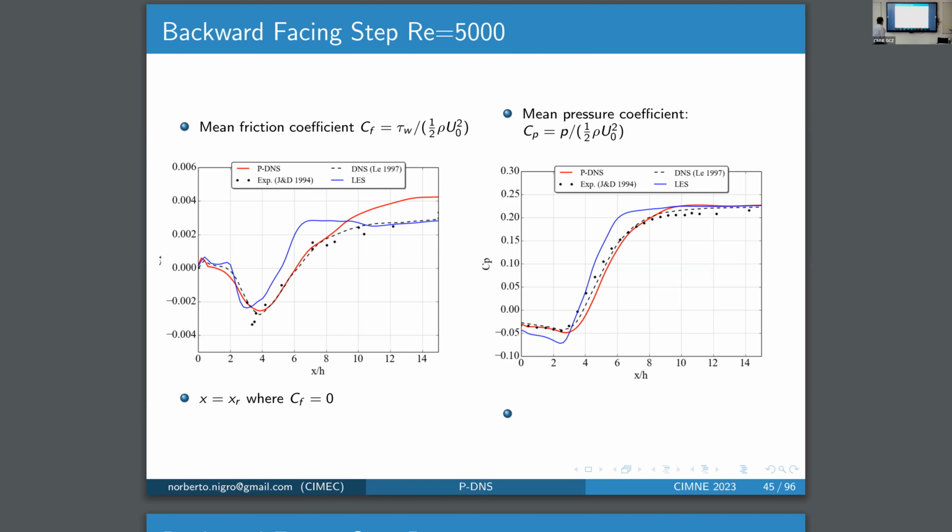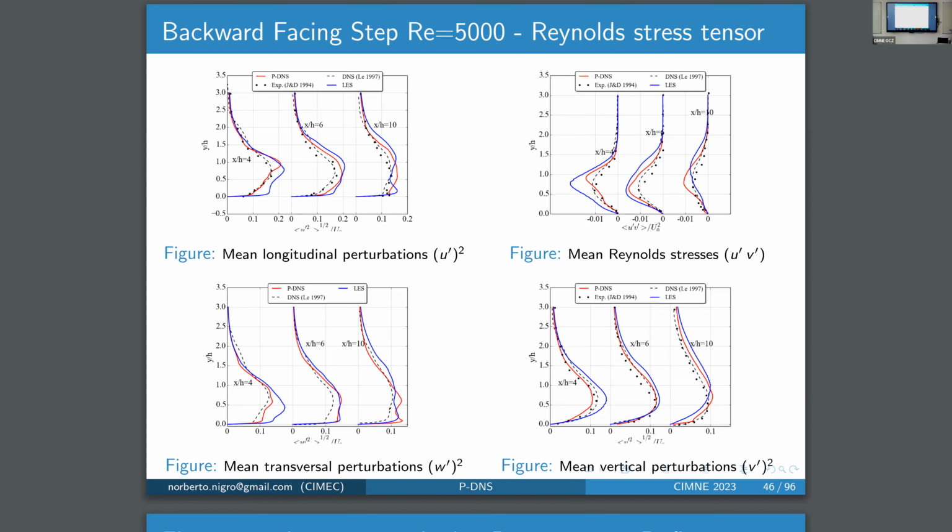So here you have the CF, or mean friction coefficient, for the reference in black, again the pDNS in red and LES in blue. We have a better representation in the first part, and also here in the pressure coefficient, but in the friction we have some difference. This approach is older, so we have an improvement now that is probably responsible for such a difference. So we have the expectation that the result would be improved. Well, these are other profiles for components of the Reynolds stress tensor: u'^2, u'v', w'^2.